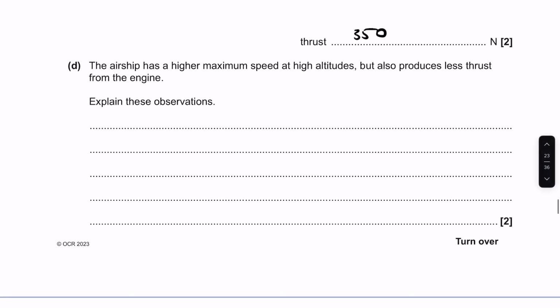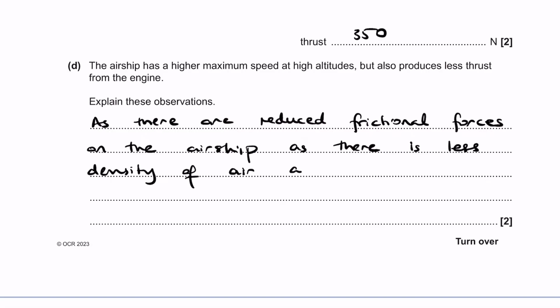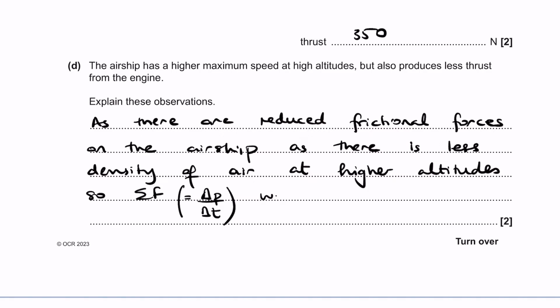Part D. The airship has a higher maximum speed at high altitudes, but also produces less thrust from the engine. Explain these observations. Well, as there is reduced frictional forces on the airship, as there is, of course, less density of air at higher altitudes, the resultant force will decrease as the rate of change of momentum reduces.